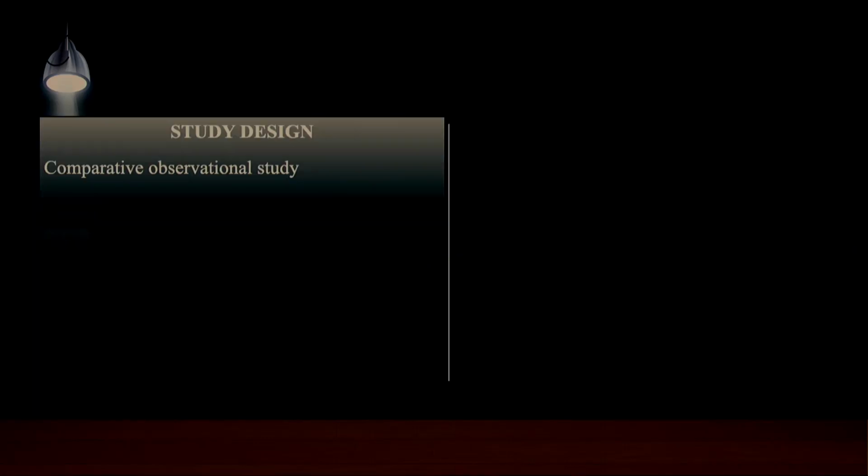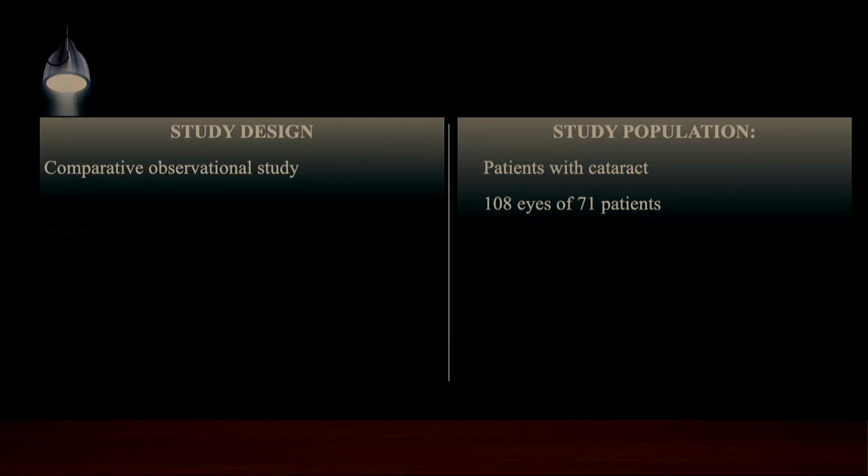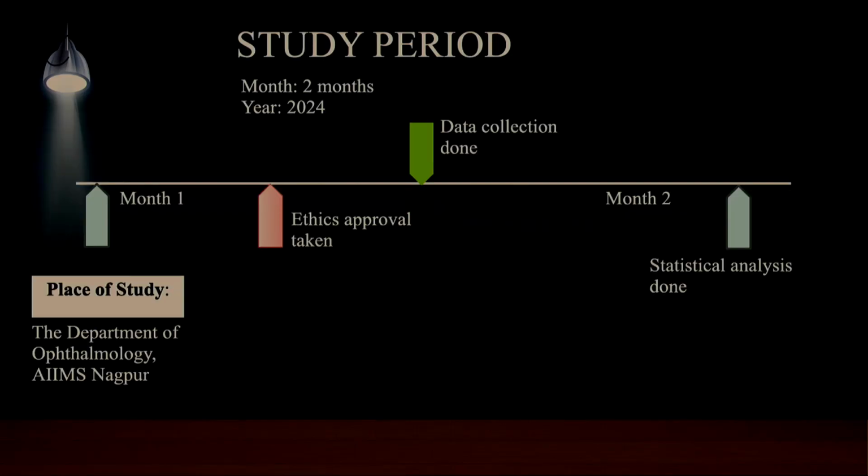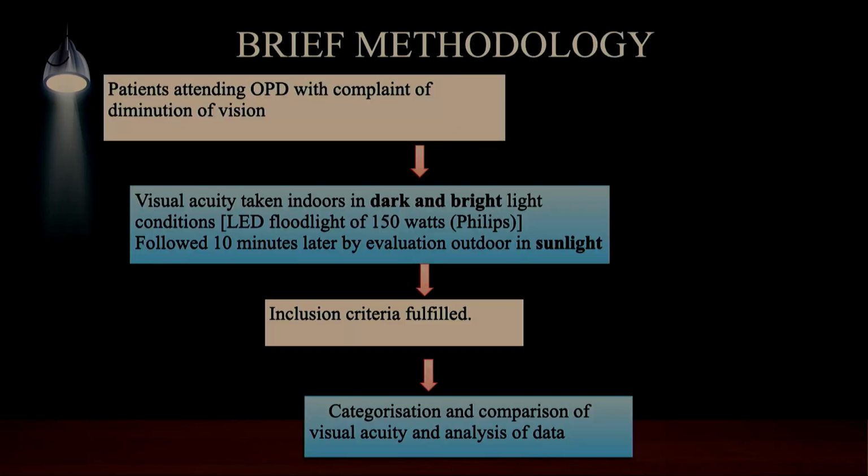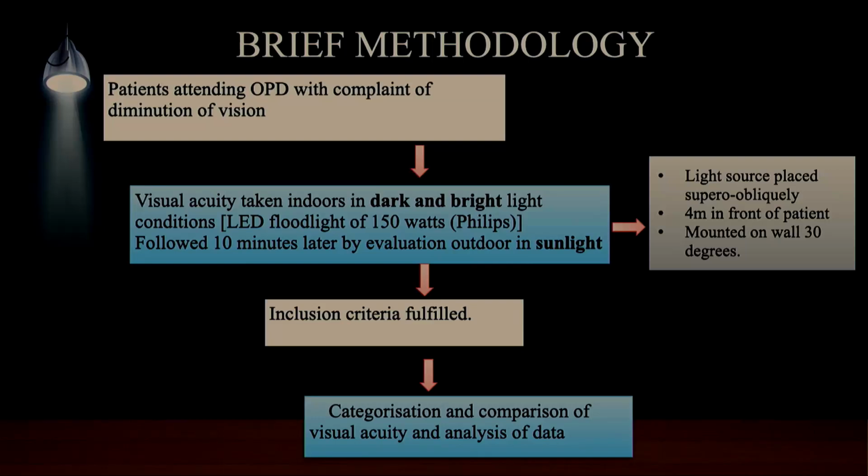So it was a comparative, observational study. We took 71 patients, 108 eyes, it lasted 2 months, and we collected the data after ethics approval. The patient first had a dark light examination, followed by this floodlight. There are no financial interests in Philips. This was followed by the sunlight. The patient had to look at the projected Snellen's, so the light could not be directly there, and we had a little angulated light. That was just because of logistics.